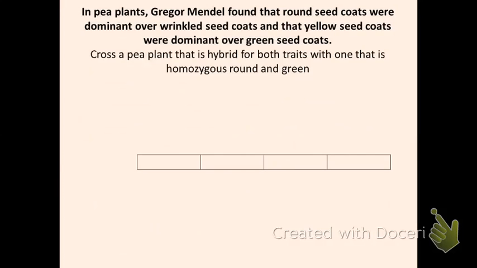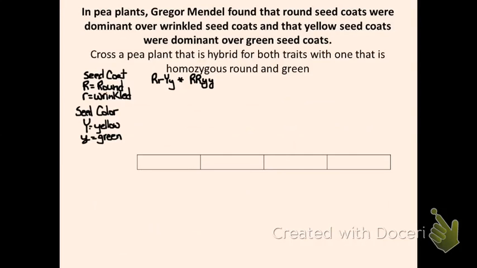Alright, so let's do a particular cross. In this one, we are going to be looking at seed coat and seed color. So the first thing we're going to identify are the characters and the alleles that they represent. And then our parents. So this is a hybrid for both traits, crossed with homozygous round and green. Note here, green is recessive, so we don't have to say homozygous recessive.